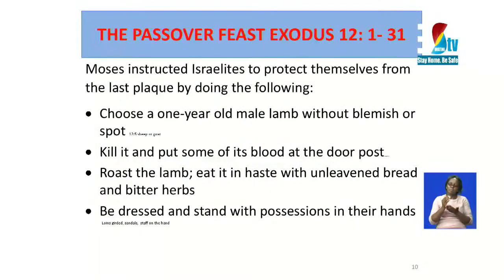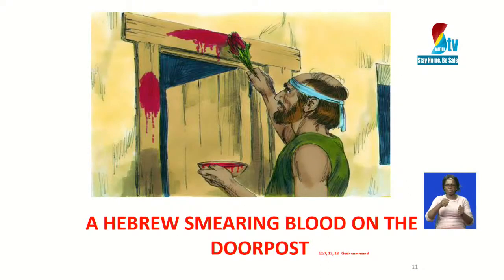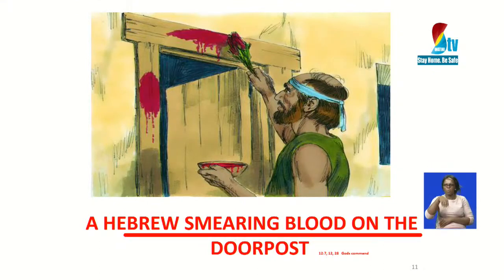That was the first thing that they had to do. Number 2, my dear Lena, they had to kill it and then smear some of its blood at the doorpost. As you can see here, this is a Hebrew doing what? Smearing the blood on the doorpost as instructed by God. And this blood that they had to smear at the doorpost was supposed to be a sign that inside that particular house are God's people, the chosen people who are the children of Israel.